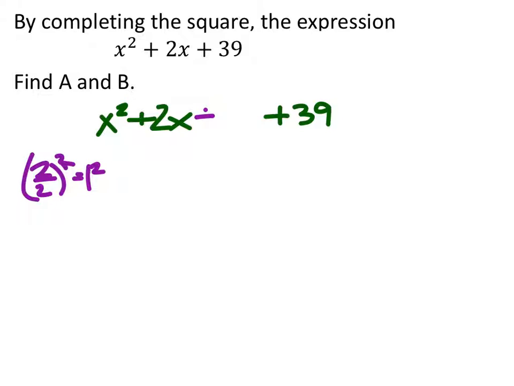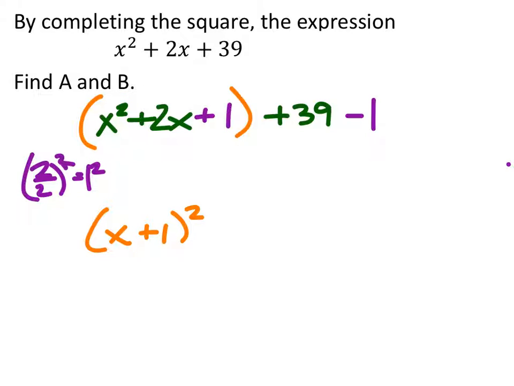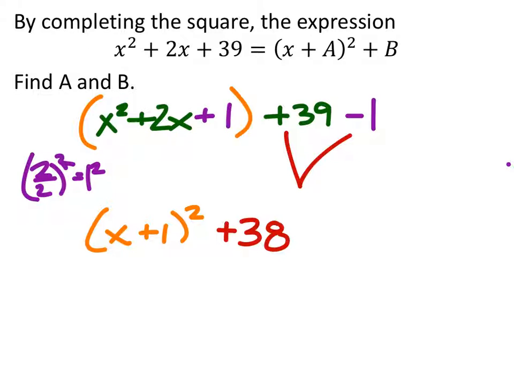Which is 1 squared, which is 1. So I'm going to add 1 right there. But since we're on the same side of an equal sign, I got to be able to cancel out that plus 1 by subtracting 1 also. What that does is it gives us this perfect square trinomial, which is x plus 1 squared. But then I need to combine that 39 with the negative 1, which is positive 38. So if we look now back at the original question, because we want to find A and B, right? Well, we can see then that A is 1 and B is 38. A is 1, B is 38.